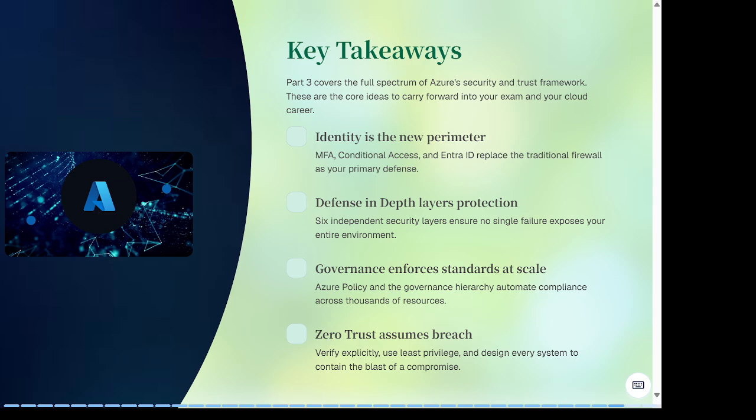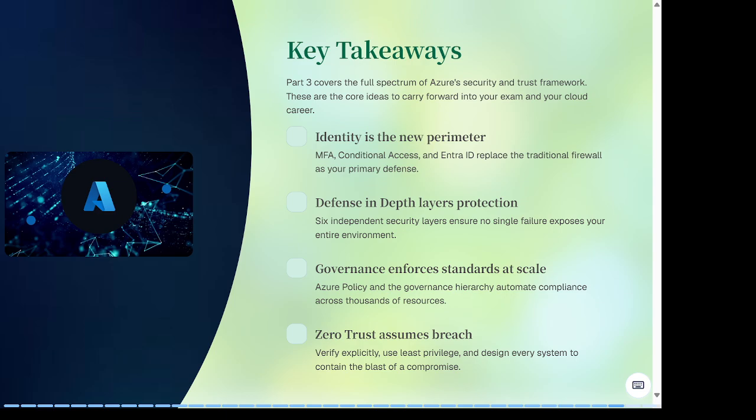Defense in depth, layered protection. Azure uses a defense in depth model with 6 layers: physical, identity, perimeter, network, compute, and data. So even if one layer is compromised, other layers continue to protect the system. This ensures no single point of failure.